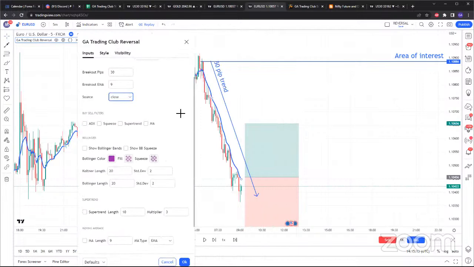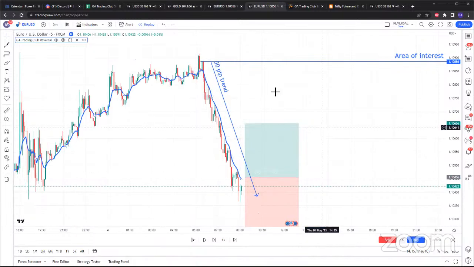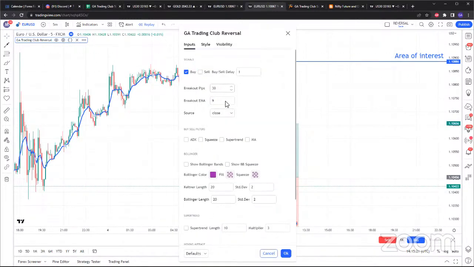So you can see here, if I did close, let me see if it's going to bring up that buy. Okay, so what did I do there? I have 30 pips here. I'm only interested in buys, so I'm not interested in sells at all. I'm using the 9 EMA. I don't have any filter, and I'm using close as a source, right?